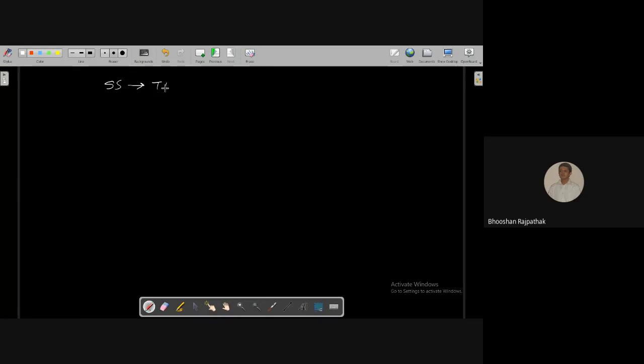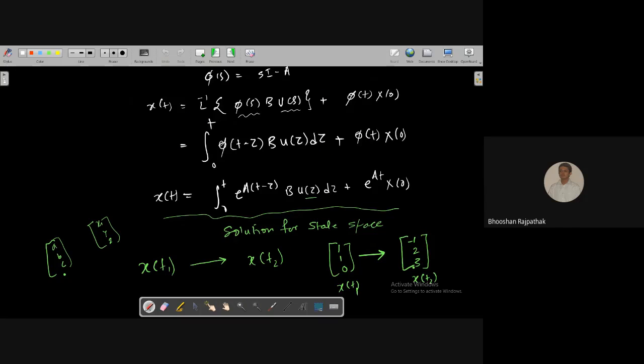Now, SS to TF changing. This is typically required in GATE: the transfer function you need to calculate from state space. So SS to TF, when you have to convert, what is the formula? TF is equal to C into (SI minus A) inverse into B. Okay. So you can check this from our previous discussion also.